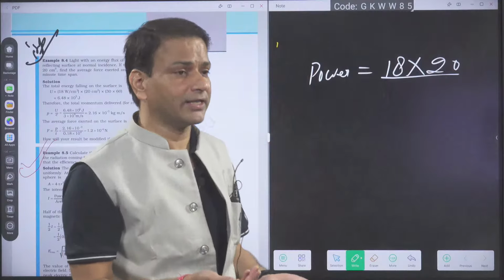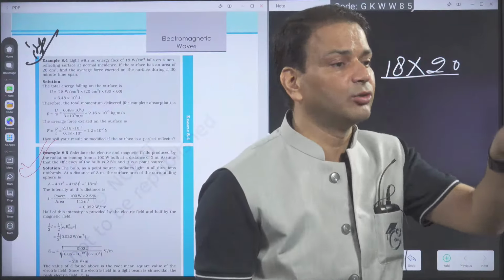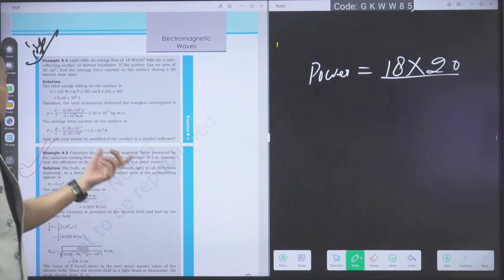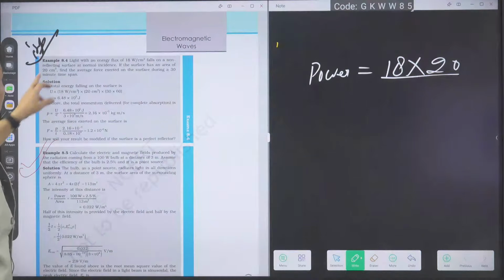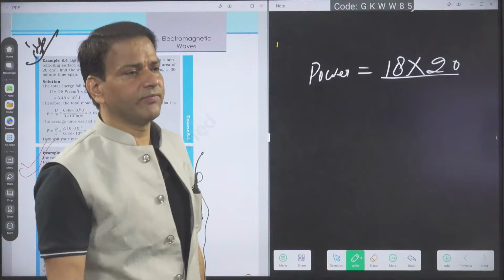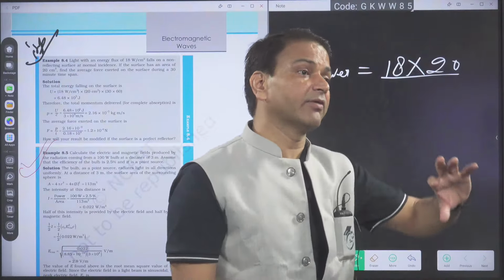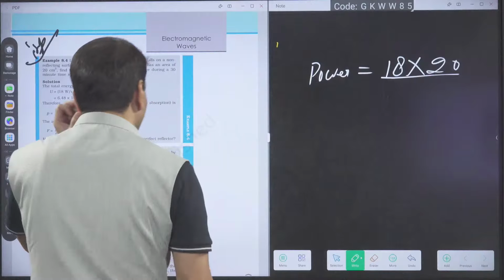If they are asking momentum delivered, then this quantity we will multiply with 30 minutes. 30 minutes means 30 into 60. Then I will get the total momentum delivered. If they given perfectly here light with the non-reflecting surface, non-reflecting means we will consider the absorbing surface, then we will take the power by C. If they given perfectly reflecting surface, then we will take the 2 power by C. Okay.